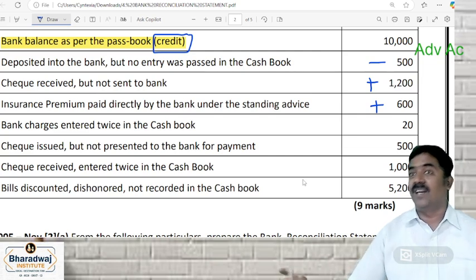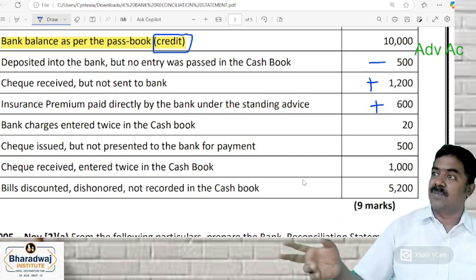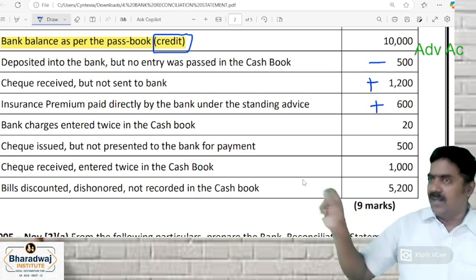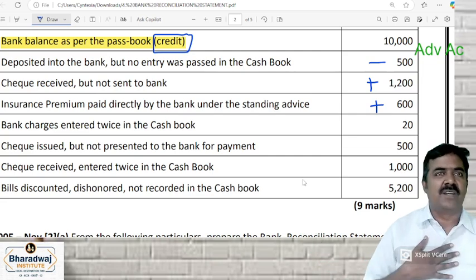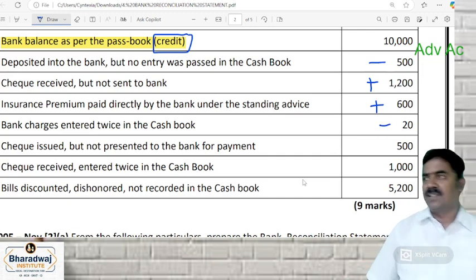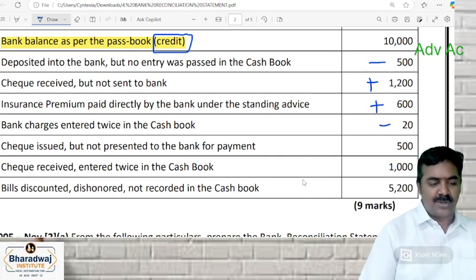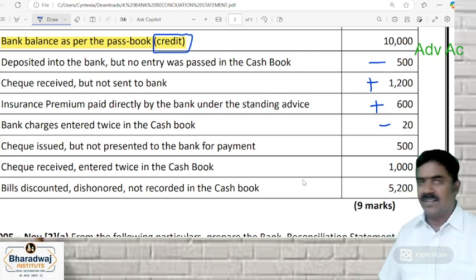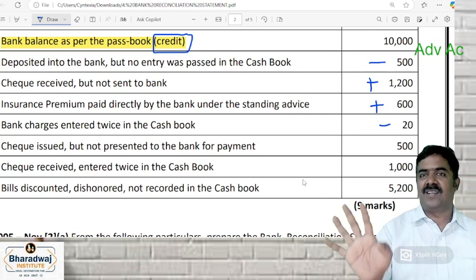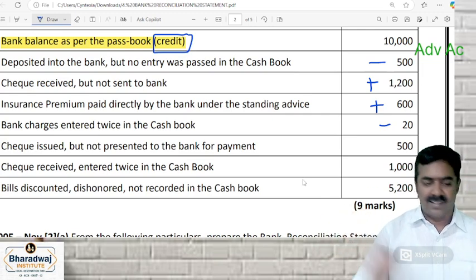But in cash book they entered twice na, customer 2 times they reduced. And customer 2 times 20 reduce pannirukam. But banker would have reduced only what? Once. Customer has reduced, let us also reduce it. Customer deduct pannirukanga, nama deduct pannom. Sir, the error, we are not here to rectify the error. We are here to reconcile.